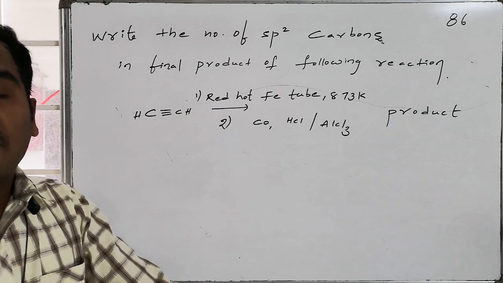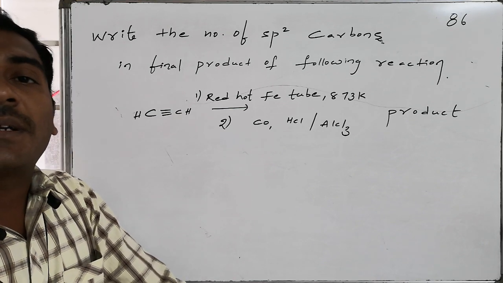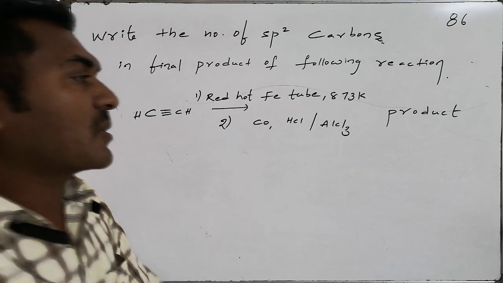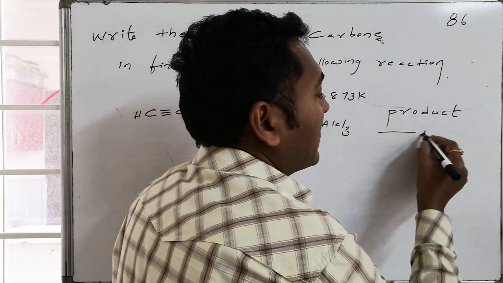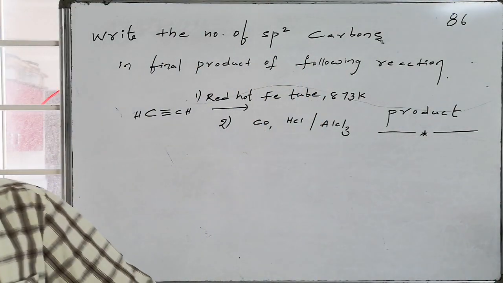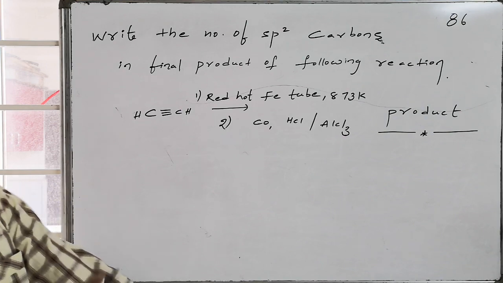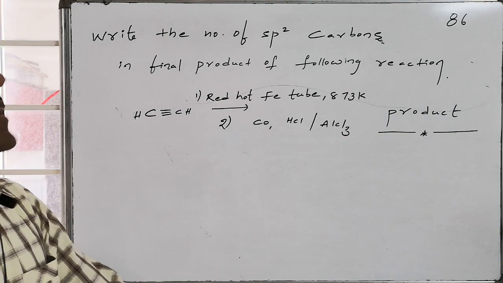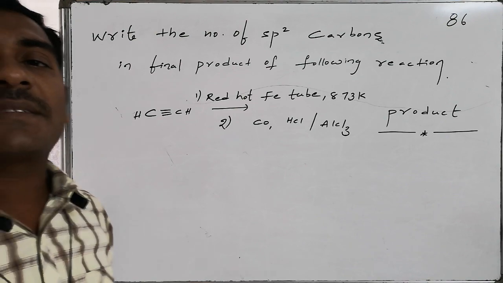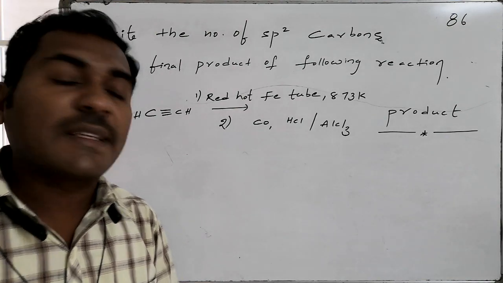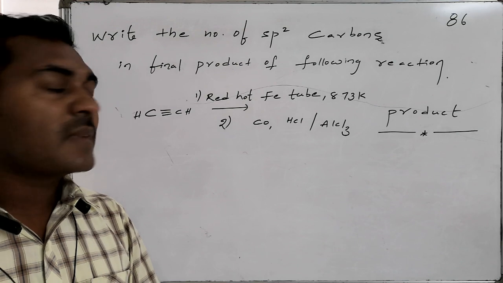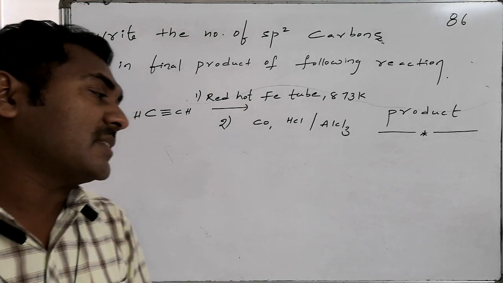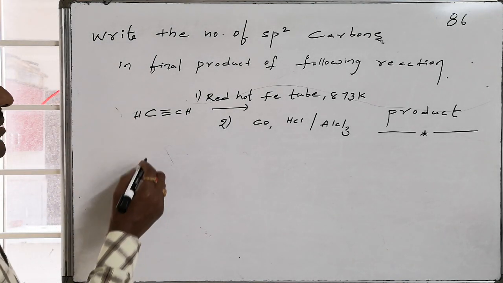We are asked to calculate the number of carbon atoms with sp2 hybridization in the product. Acetylene undergoes polymerization at high temperature in presence of red hot iron tubes, and the polymerization possible with acetylene is trimerization. So therefore this is acetylene.